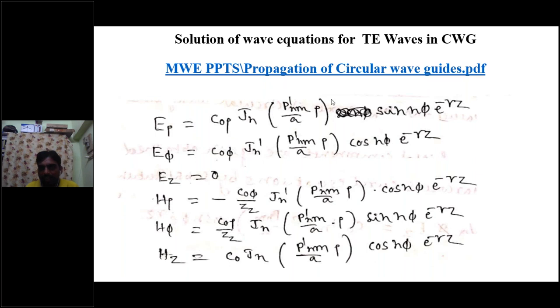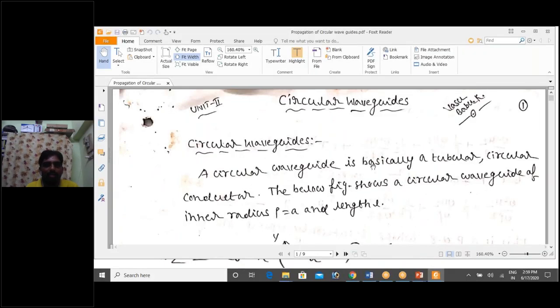Here Jn of x is a Bessel function, Jn of rho h, and this rho means your radius a. One is for the sine component, one for the cos component, and similarly for E rho, E phi, Ez, H rho, H phi, Hz. Again, we can solve this using our equations. This is already done in our class notes.